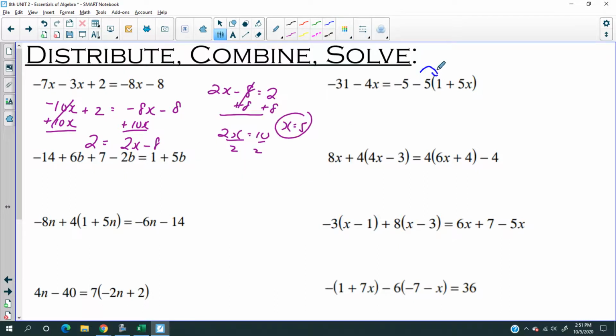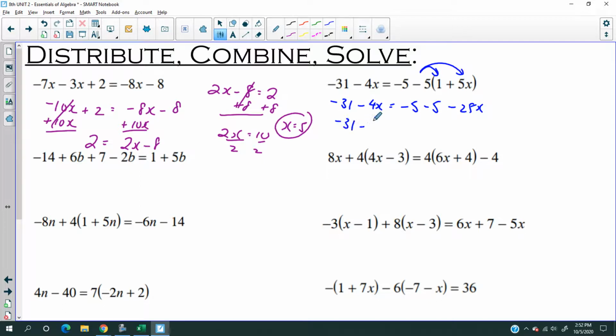Again, distribute. Here you see there's nothing to combine, so there's nothing to do here. Here we've got to get rid of this parentheses. So you will use the distributive property to simplify that expression on the right side. I'm just rewriting here. Negative 5 times 1 is negative 5. Negative 5 times 5x is negative 25x. Oh, looks like we've got like terms to combine here.